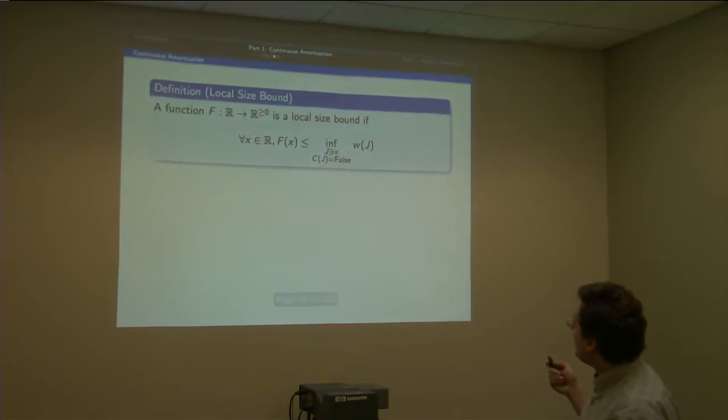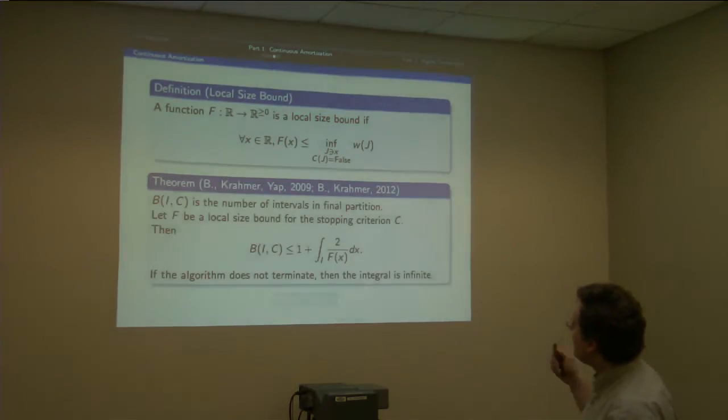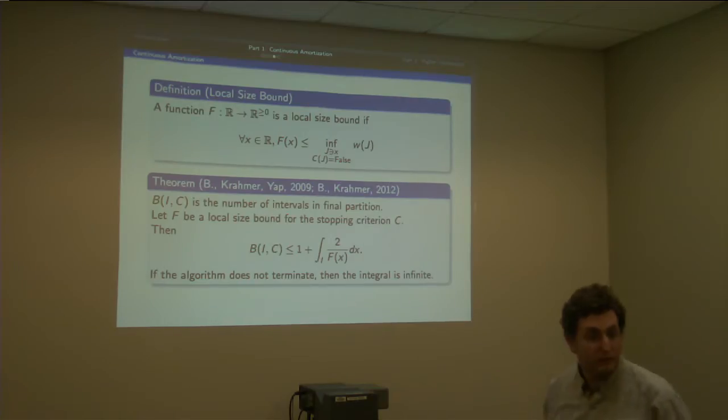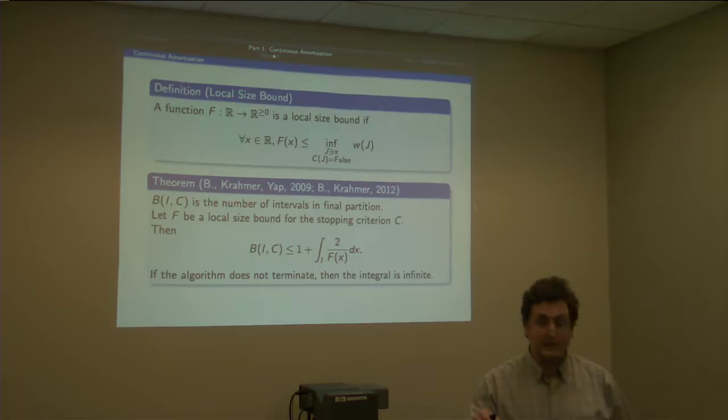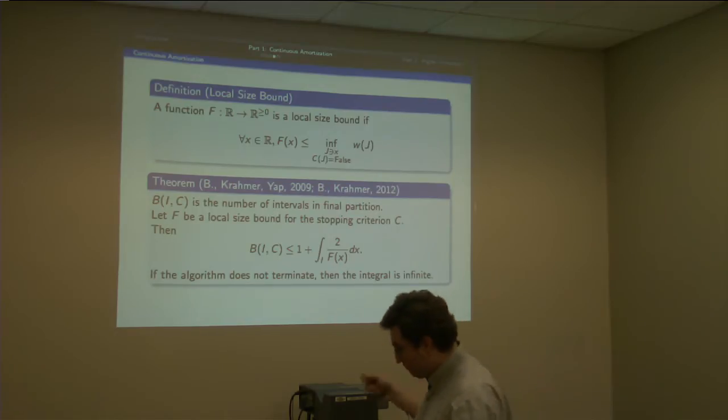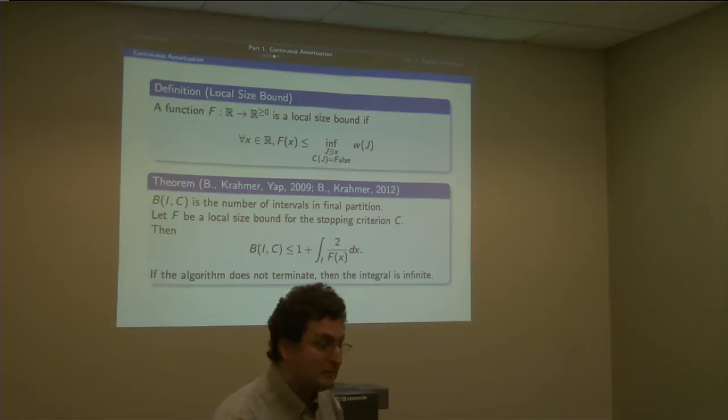Okay. So the big theorem is that if you can define a function f, then there's a bound on the number of intervals in the final partition. You integrate 2 over f, add 1 just to be safe in case you don't subdivide at all, and that's a bound on the count of the intervals in the final partition. So that's the idea, that to get a count, we're going to integrate this local size bound, and by integrating that, we're going to get the values that we want. So that's sort of how it all gets connected.